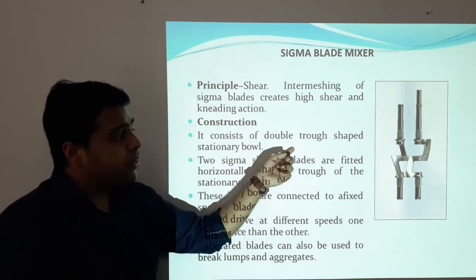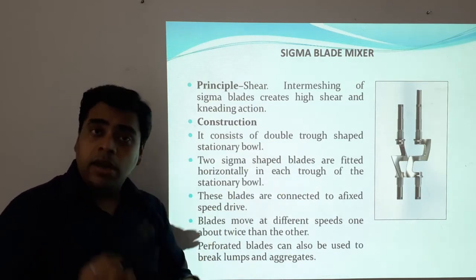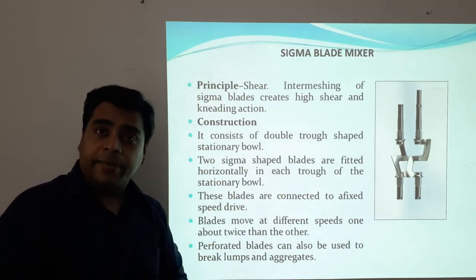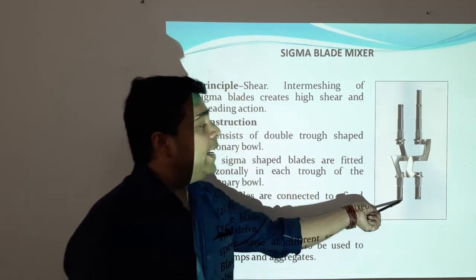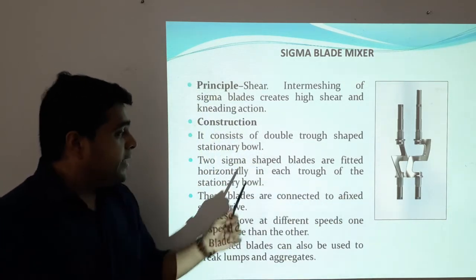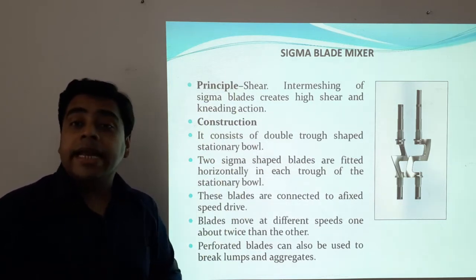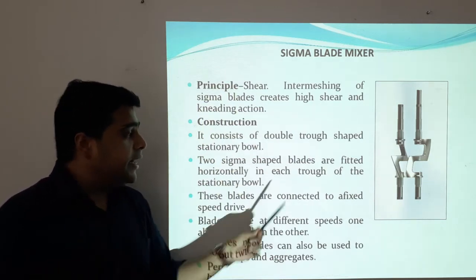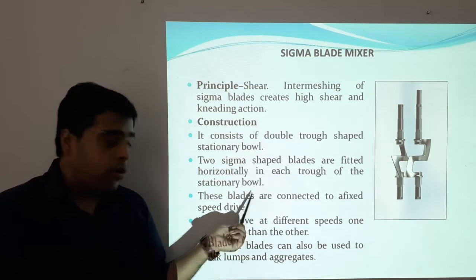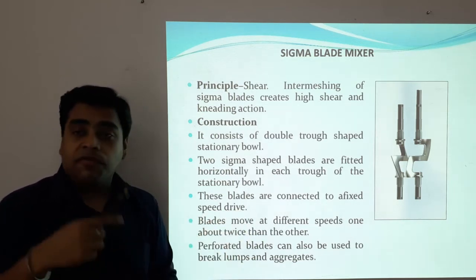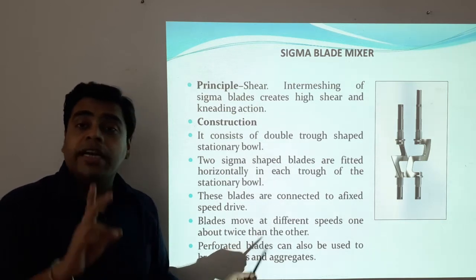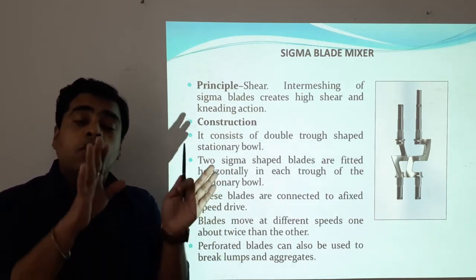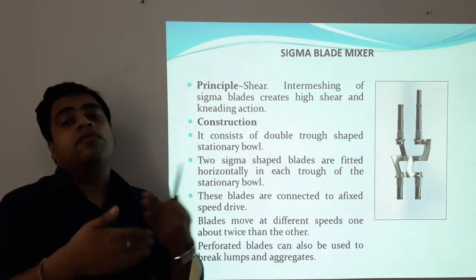It consists of a double trough shaped stationary bowl. This is also a static blender, static mixer, where the entire mixer is not rotating, only these blades will rotate. Next, two sigma shaped blades are fitted horizontally in each trough of the stationary bowl. These blades are connected to a fixed speed drive. The blades move at different speeds, usually one about twice the other.